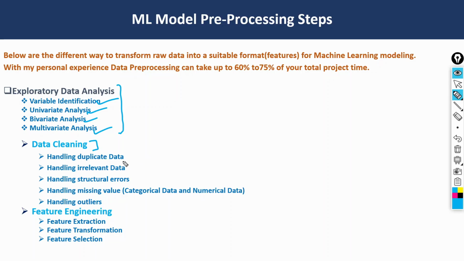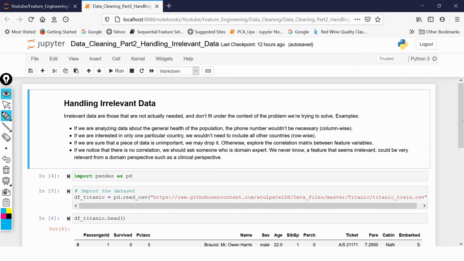In data cleaning we have covered handling duplicate data. Today we are going to discuss handling irrelevant data. In our next video, we will also cover structural errors, handling missing values and handling outliers. Then we will discuss the feature engineering part. So let's start today's topic, irrelevant data.